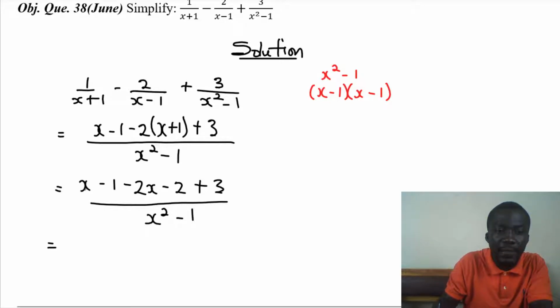We have x and we have negative 2x. So x minus 2x will give us negative x. Then negative 1 minus 2 will give us negative 3 plus 3 is 0. So at the numerator side, we will have negative x. Then at the denominator, we will have x squared minus 1. And we'll end here.